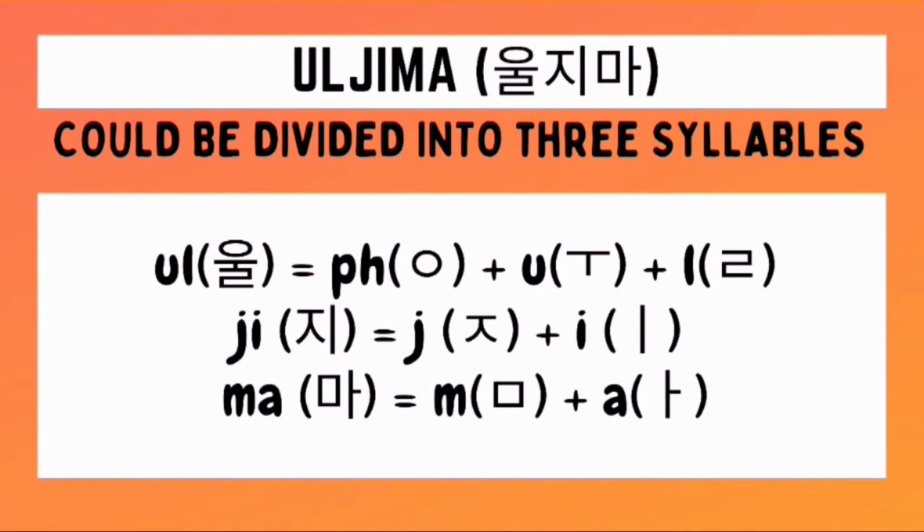How do we write uljima in Hangul? This is divided into three syllables, and we will start with the first one. To be able to write the syllable ul, we need to draw first a placeholder iyung, followed by the u character, followed by the real character. For the second syllable ji, we need to draw first a jiut character, followed by an e character. For the last syllable ma, we need to draw first a mium character, followed by an a character. And then, we just have to combine the Hangul for each of these three syllables to form the Hangul of the word uljima.